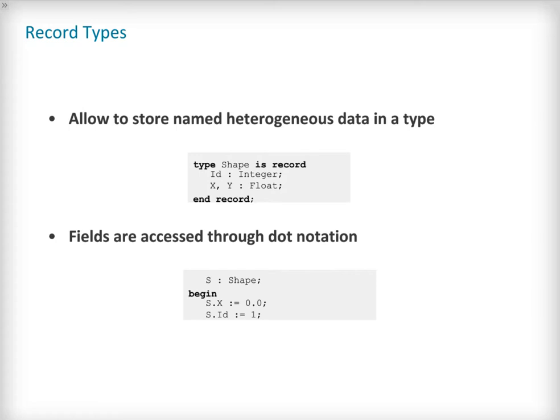In this example here, I created a variable s of type shape, and I can then access the components of shape through the dot notation. Here, for example, s.x gives me access to the x component of s, and I'm assigning this component to 0. s.id gives me access to the id component of s, and what I'm doing here is assigning it to 1.